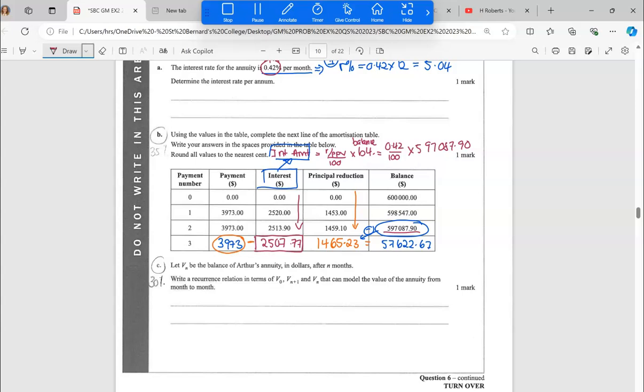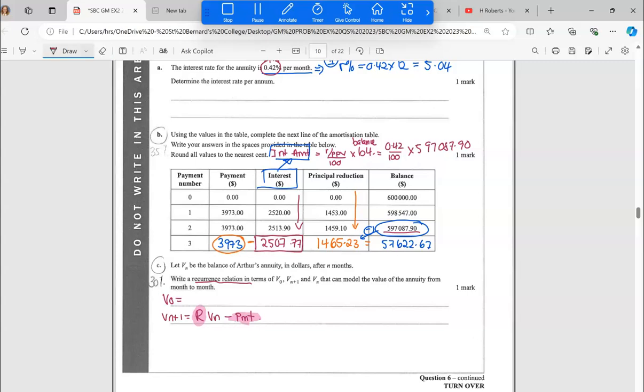Now it said write a recurrence relation. This is an amortization or annuity that you're receiving payments. So you should go to your formula sheet and you'll see that the formula sheet says you need to write your V0 and you also need to write this rule, minus the payment. Yeah. So if you have a look, we need to calculate that, and we can already see the payment up here. So we don't need to calculate that.